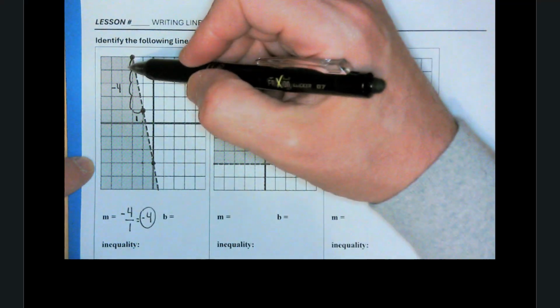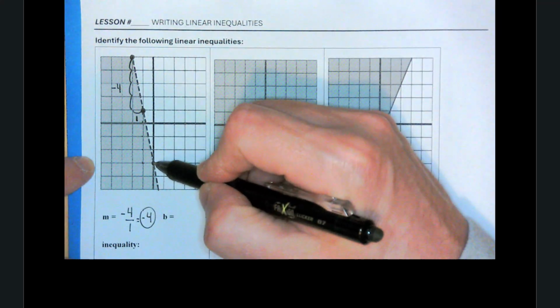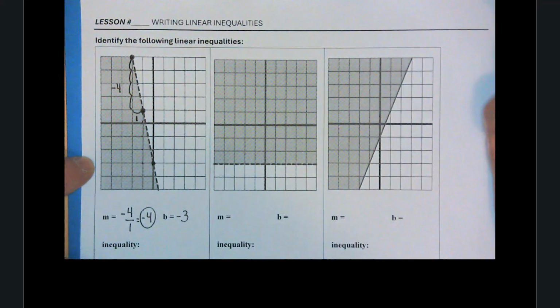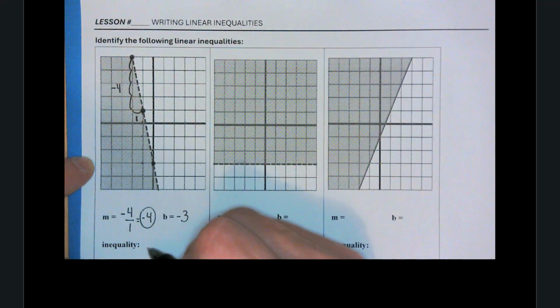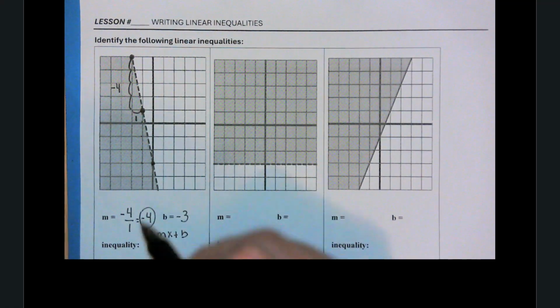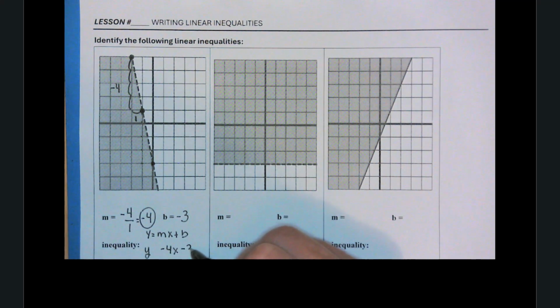Very good. The y-intercept. Where does this line touch the y-axis? It touches right here, which is 1, 2, 3. So negative 3. Okay, so remember, the equation of a line is y equals mx plus b. Now, this is not an equation, but it's going to follow the same format where we're going to have a y, we have the slope, which is negative 4x, and my y-intercept is negative 3.